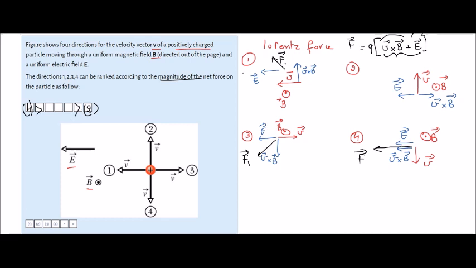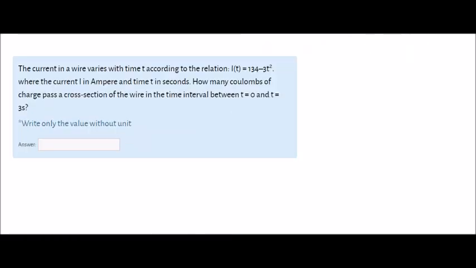What about 1 and 3? Well, in 1 and 3, we have the same velocity, the same magnitude of B, and the same magnitude of E. We are adding them, right? They are both perpendicular to each other, V cross B and E, in situations 1 and 3. Since we have the same value for V and B, we will have the same value for F1 and F3. F1 is equal to F3 actually. So we have 1 equal 3 or 3 equal 1, the same thing. That's the answer to this question. Next question.